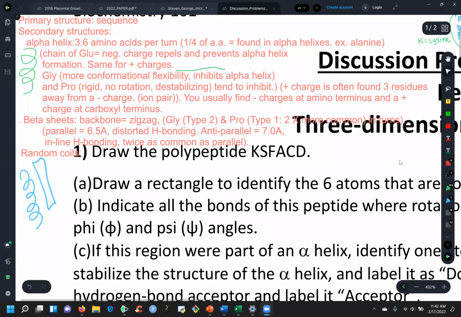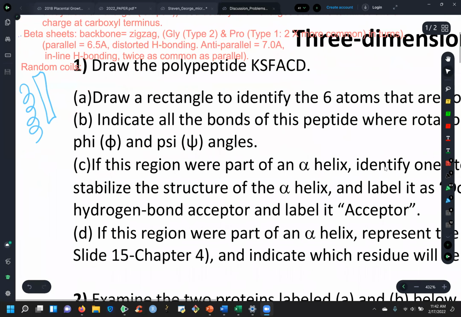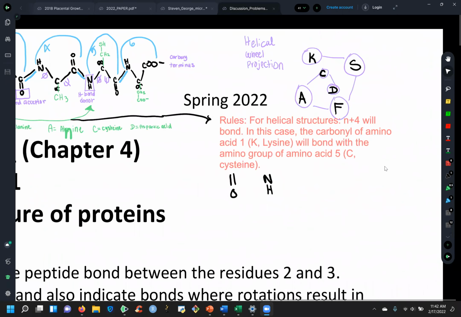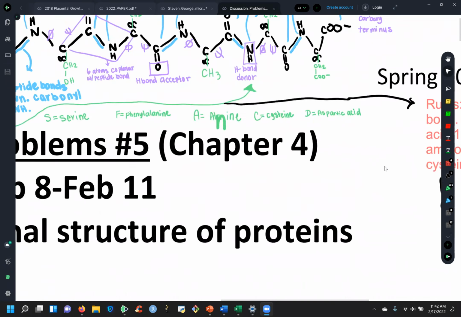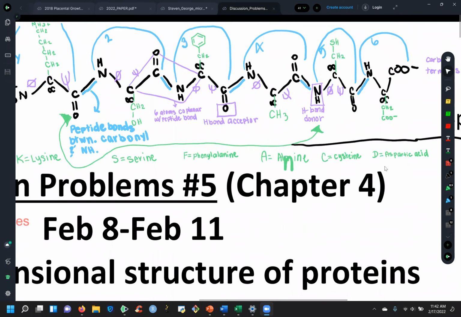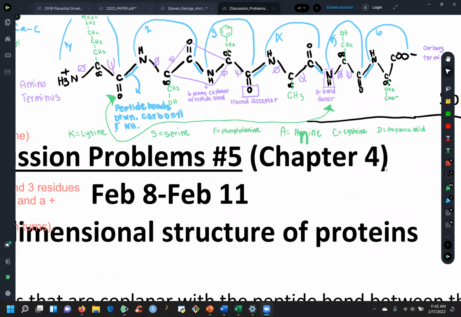Okay, all right, so draw the polypeptide KSFAD. Well, I went ahead and drew it right here for you. Now, anytime you have to draw a polypeptide, you have to follow the rules NCC. So I'm going to draw on the board. Anytime you have to draw a polypeptide, you follow the rules, NCC, NCC. So this is 1 amino acid, and then it holds hands with the next amino acid, and then it holds hands with the next amino acid.